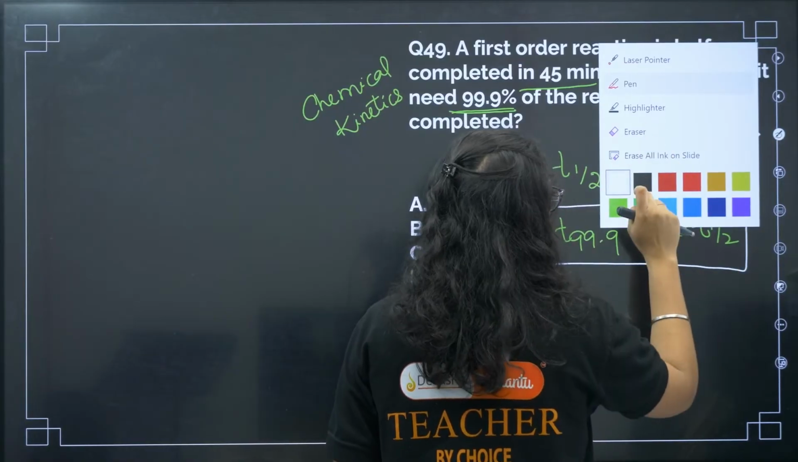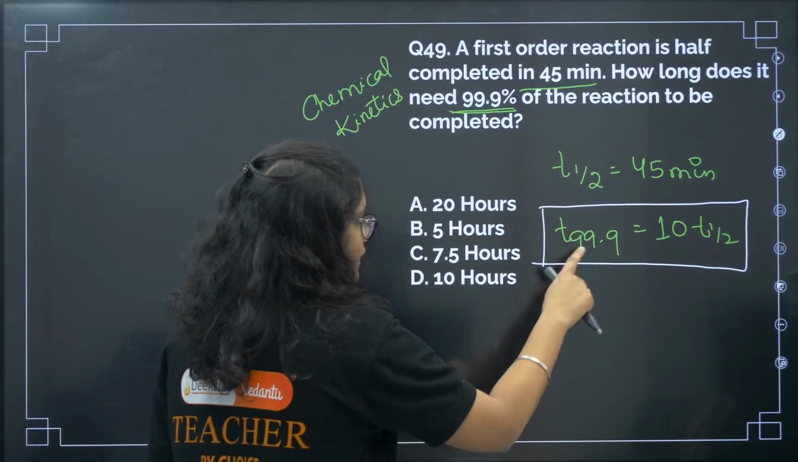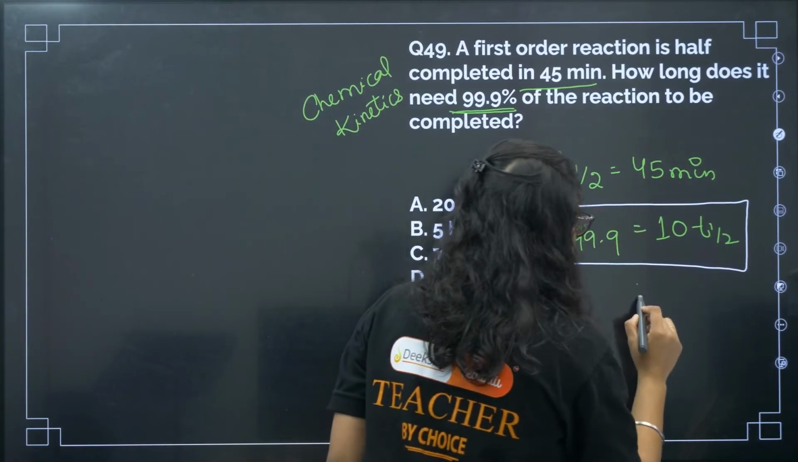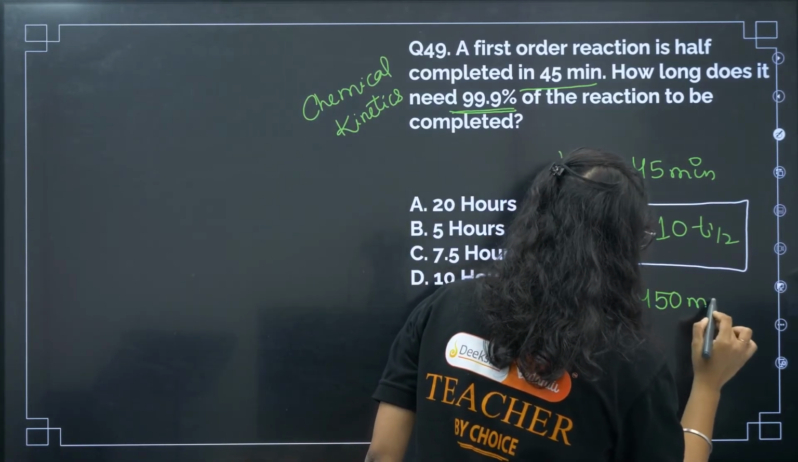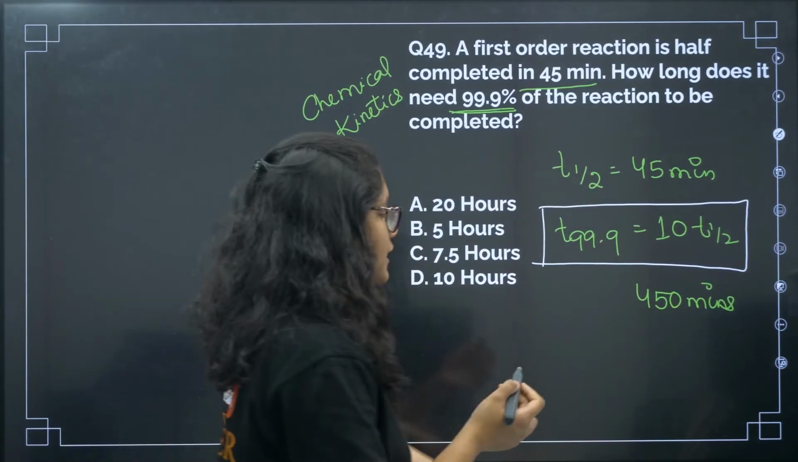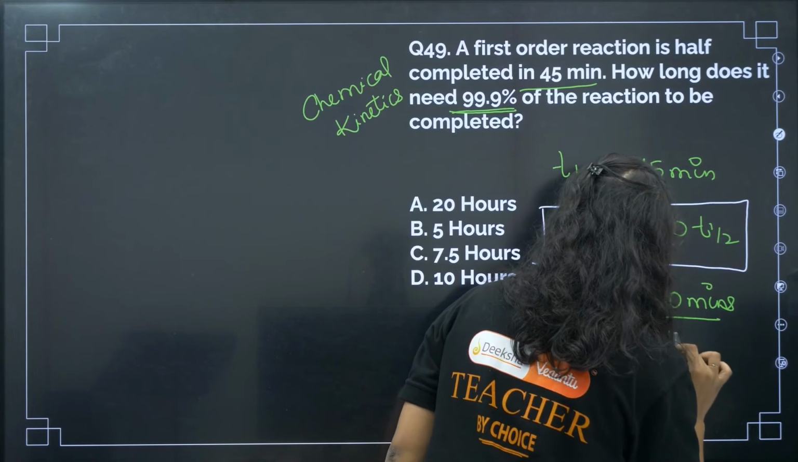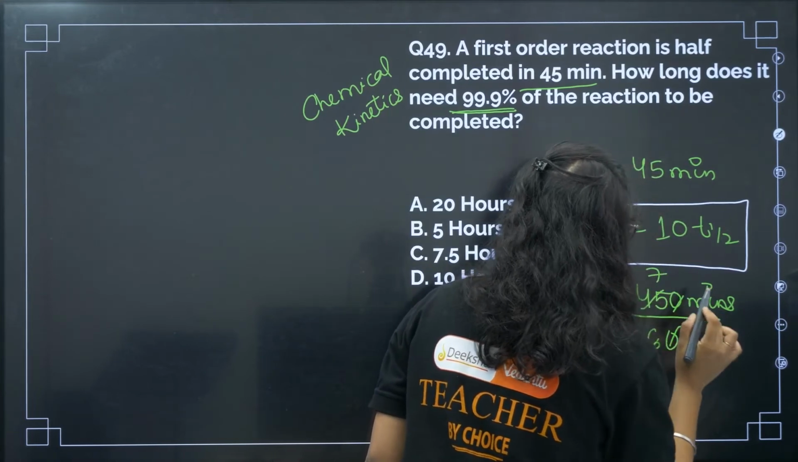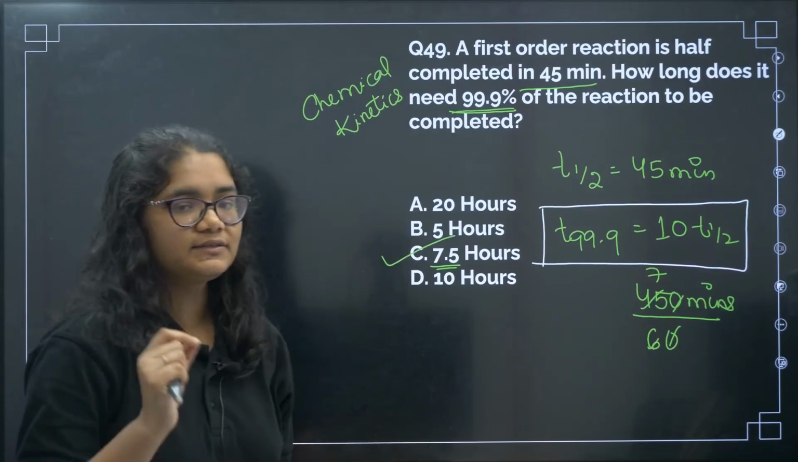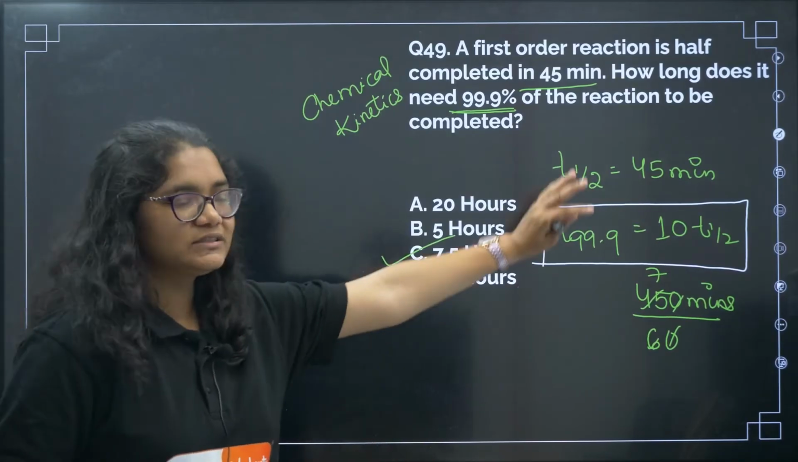So now what happens here? I need to calculate T 99.9 and I have already T half 45 minutes. So 10 times of it, that is 450 minutes, right? But the options are in hours, so we'll convert it into hours. So I'll divide it by 60. You know 6 7s are 42, something 7 point something, I'll get 7.5 hours. So the correct answer is option number C. Now this is the easiest way.